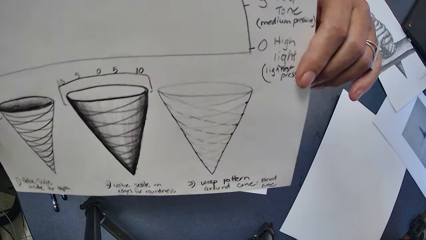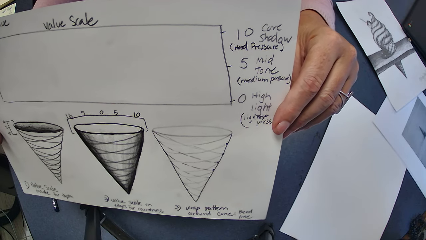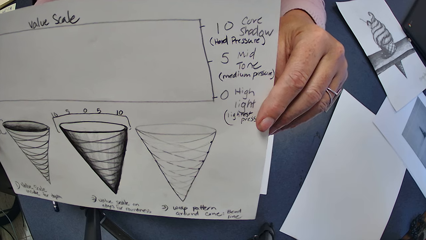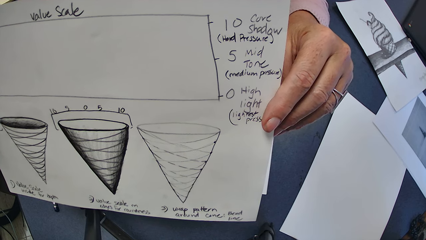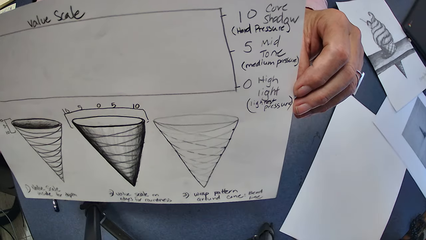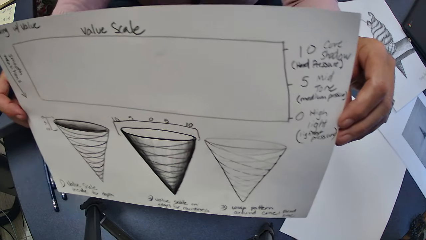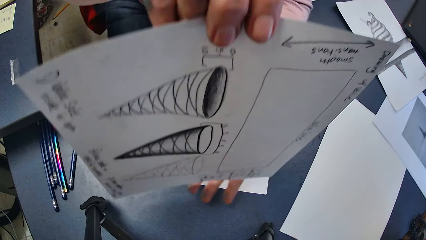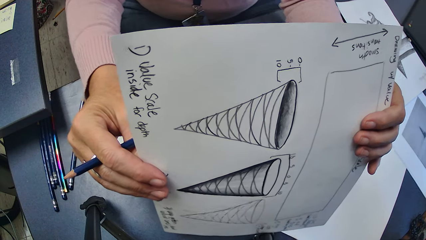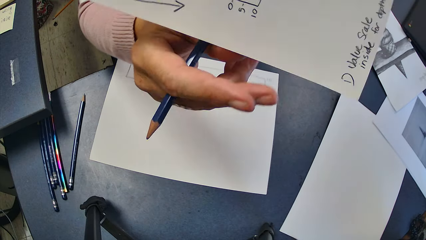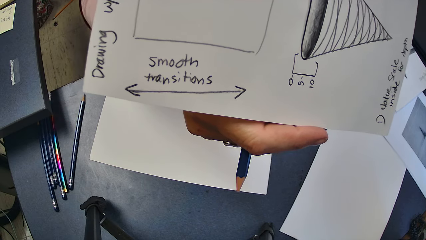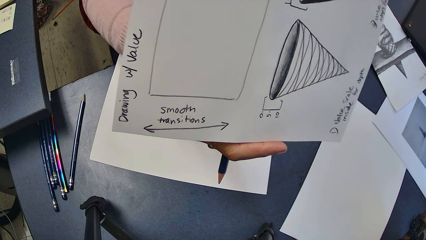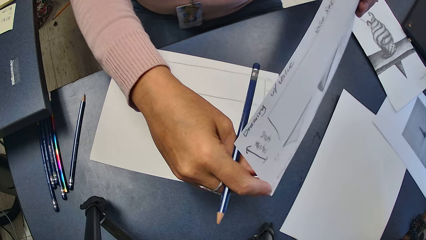And then please write, and I'm not going to write them upside down, I'll just show it on the camera. Please write core shadow next to the 10, and then write hard pressure, then write mid-tone in the middle, and write medium pressure, and then write 0, highlight, and then lightest pressure. Do that first, and then write value scale at the top. Okay? Got it? And then on the side, it says smooth transitions with an arrow like that. So you have to have smooth transitions. That's like a reminder. So please write that as well. And then you can write drawing with value at the top.